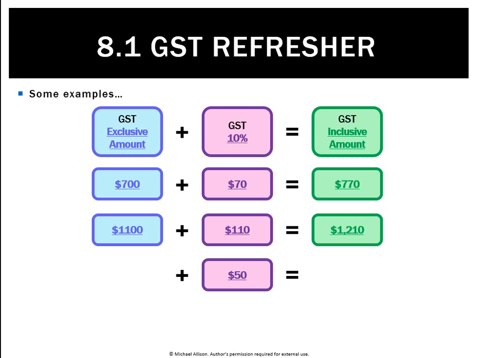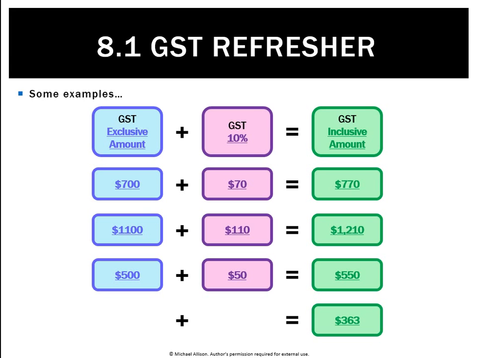GST is 10%, which is 50. That must mean the exclusive is 500 and the inclusive is 550. And finally, we've got an inclusive amount of 363. We divide by 11. That'll give us the GST of 33, and that'll give us the exclusive amount of $330.